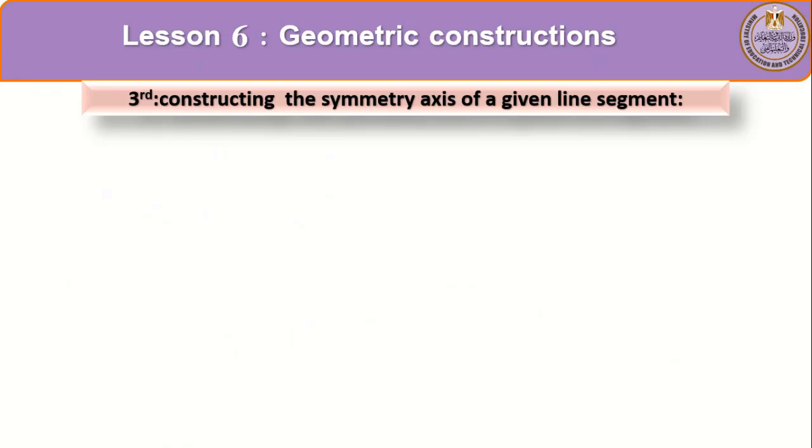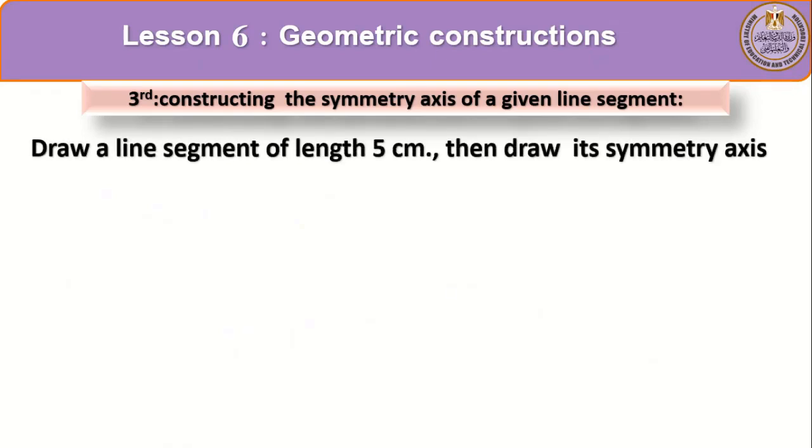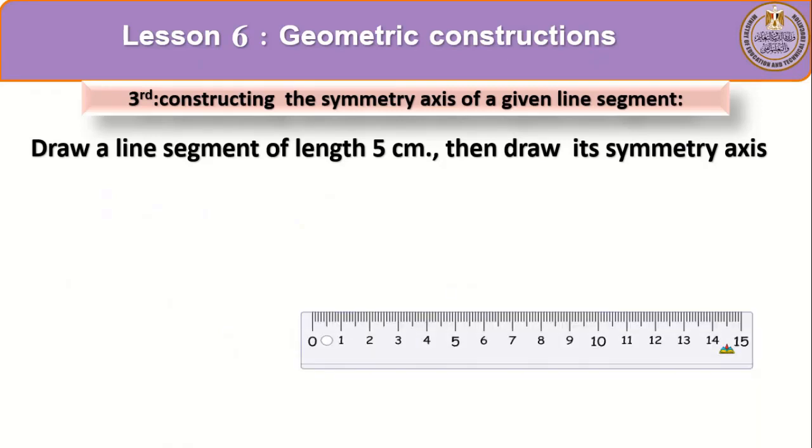Now we will learn how to construct the symmetry axis of the given line segment. Draw a line segment of length 5 cm. Then draw its symmetry axis. We have steps we must follow if we want to solve a question like this and construct the symmetry axis of any line segment with a known length. If I have a line segment called AB, I must start by using the ruler and the pencil to draw the line segment AB.